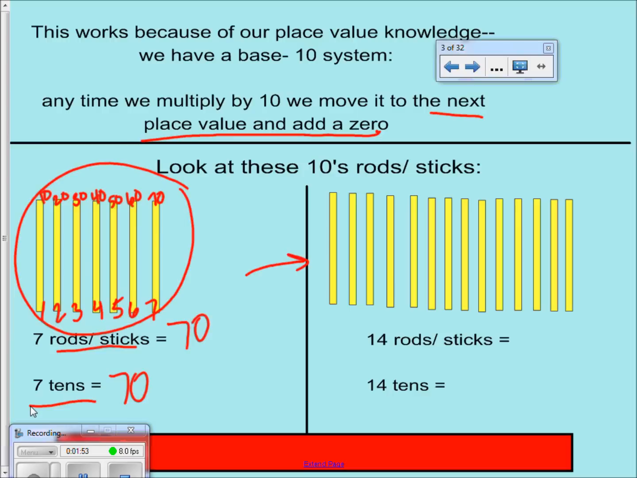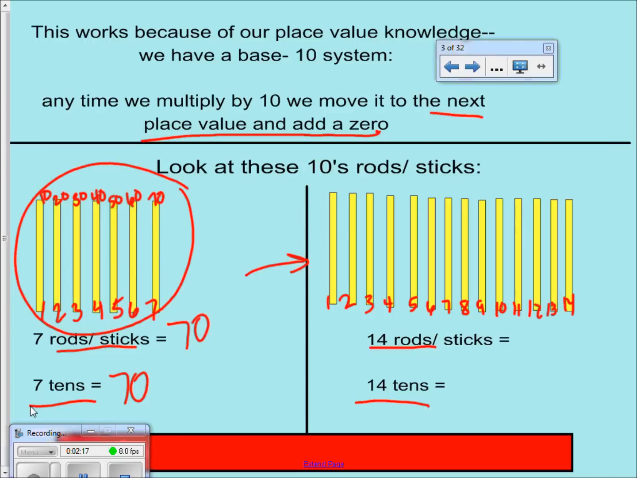If you look over here, here's our next example. Let's go ahead and count each of our tens rods. We have 1, 2, 3, 4, 5, 6, 7, 8, 9, 10, 11, 12, 13, 14. So we have 14 rods, so that's the same thing as 14 tens.